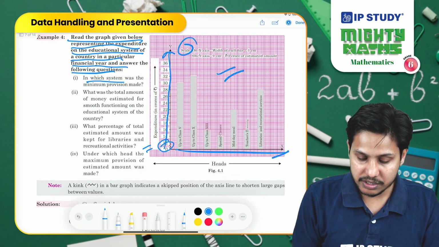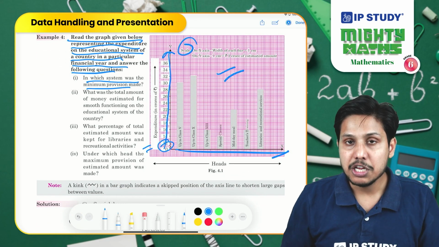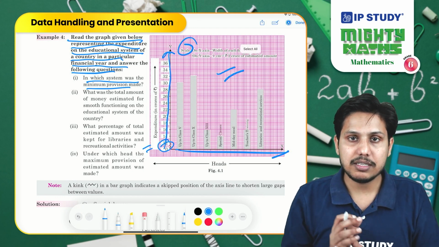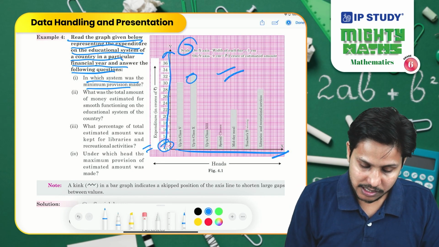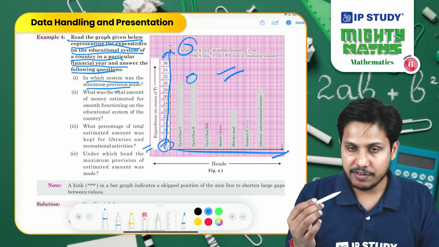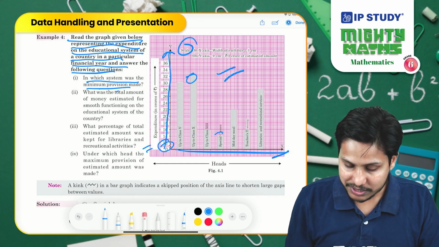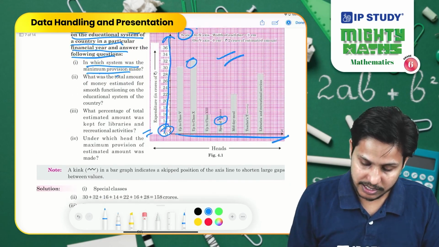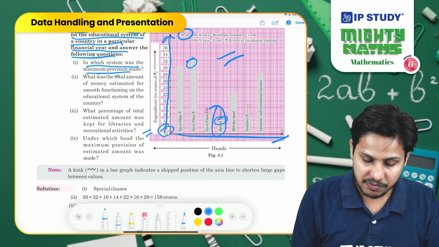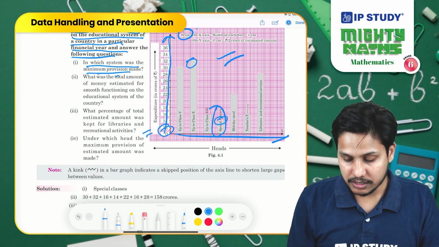In which system was the minimum provision made? The greater the height of the bar, the more value it has. So the longest bar is this, and the minimum will have the lowest height. The lowest height is this, so we can see the answer will be special classes, that is given here. So the minimum is given by this bar.